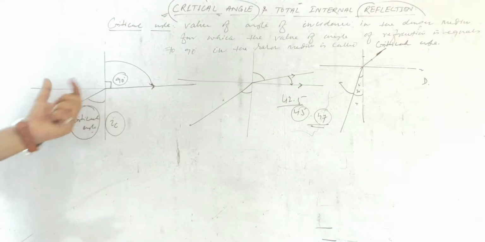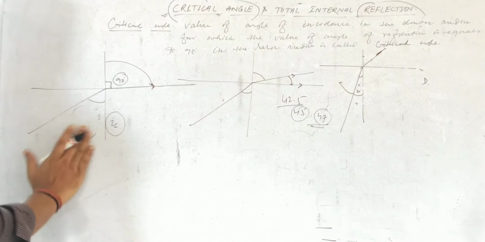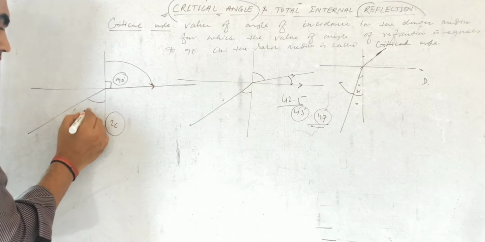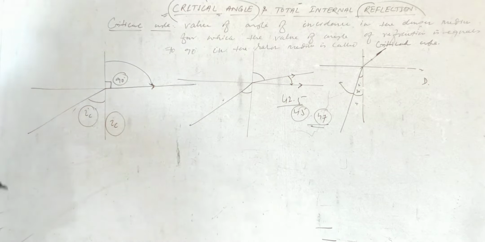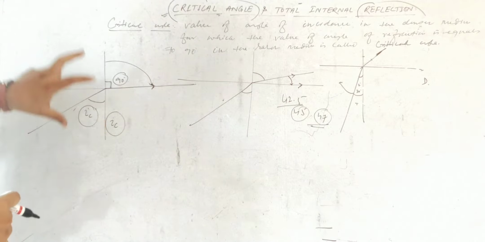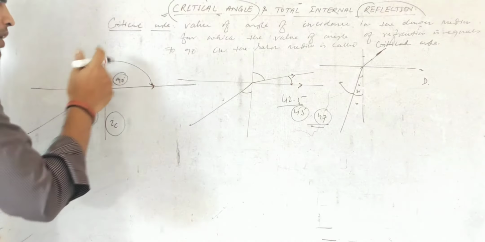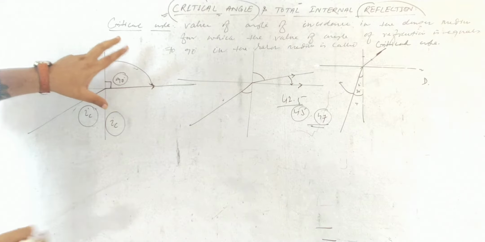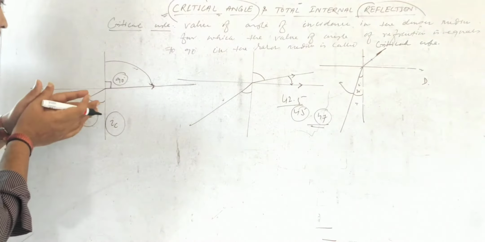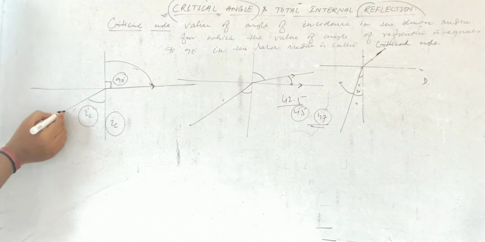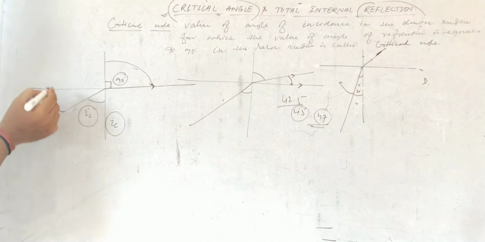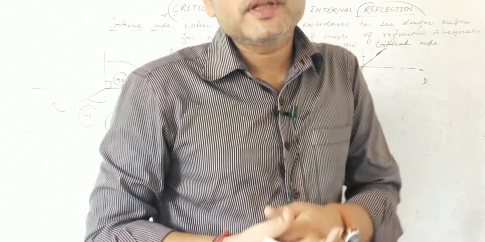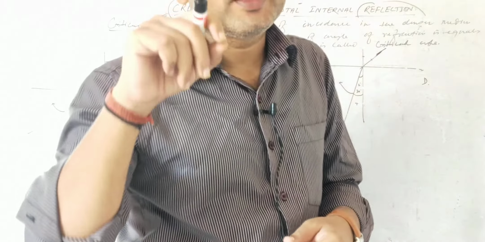And in the third case we noticed that for a particular value of angle of incidence, which we called the critical angle, in the denser medium, the angle of refraction in the rarer medium was 90 degrees. But suppose, what will happen if we further increase the angle of incidence? That means this time we are keeping the angle of incidence more than the critical angle.